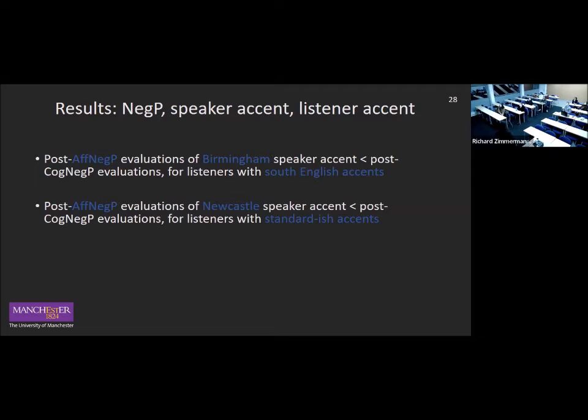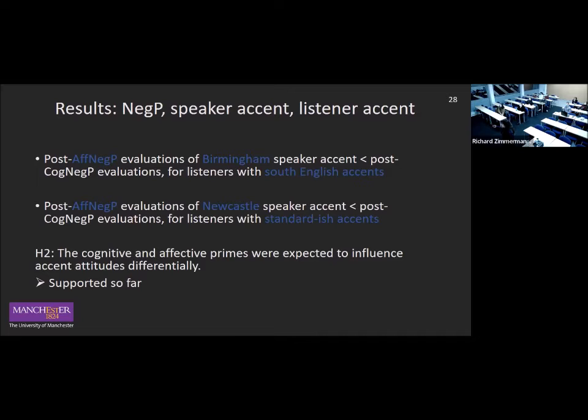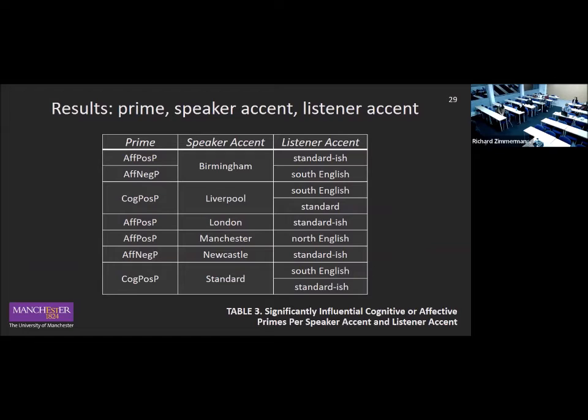So it seems that, so far at least, there is a distinction between, and I'll show you a table representation of what you just saw. You can see that the Birmingham accent amongst these listener accent groups, we have the affective prime playing a role, the affective component. With London, it's the same, and Manchester and Newcastle, whereas with Liverpool and Standard, you have the cognitive playing a more important role and a significant influence.